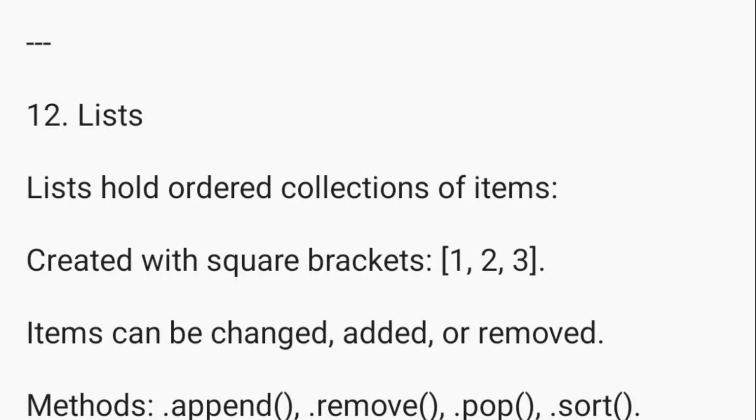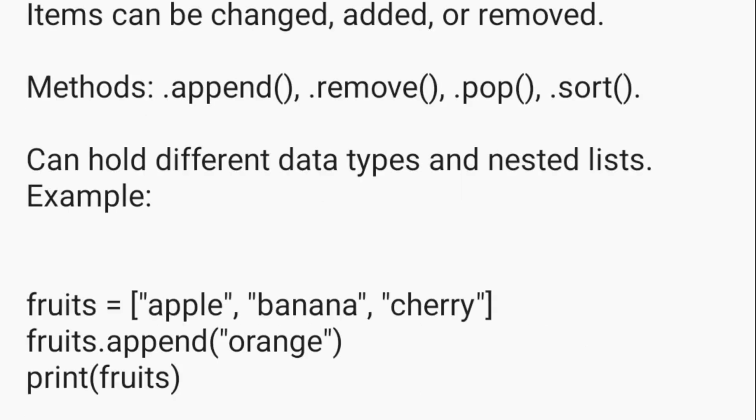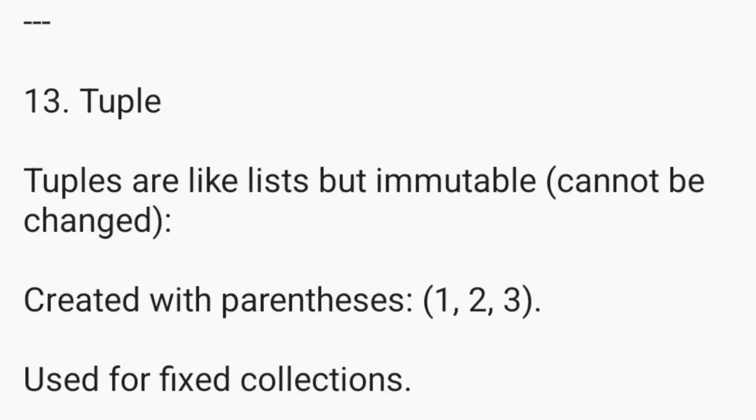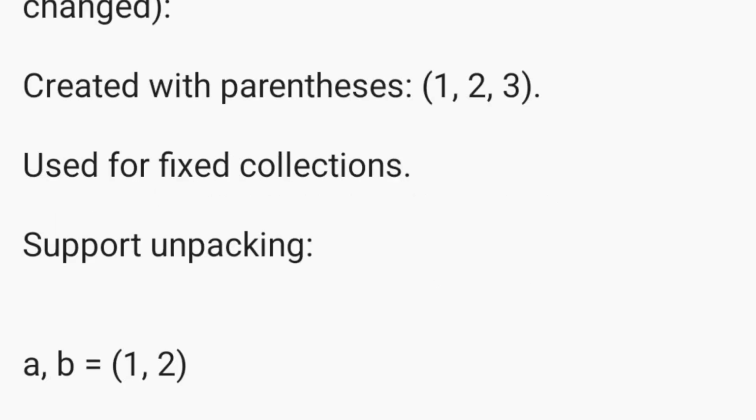12. Lists. Lists hold ordered collections of items, created with square brackets: [1, 2, 3]. Items can be changed, added, or removed. Methods: append, remove, pop, sort. Can hold different data types and nested lists. Example: fruits = ["apple", "banana", "cherry"], fruits.append("orange"), print(fruits). 13. Tuple. Tuples are like lists but immutable, cannot be changed. Created with parentheses: (1, 2, 3). Used for fixed collections. Support unpacking: a, b = 1, 2.